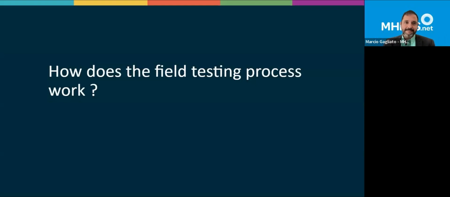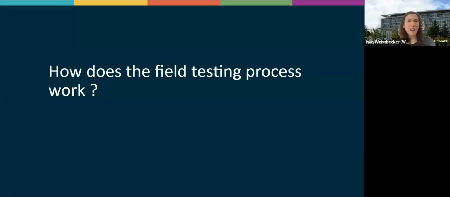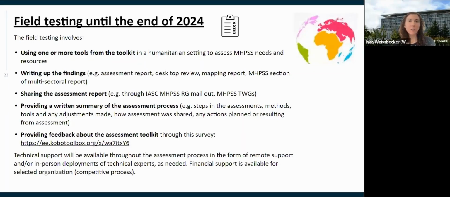Great, thank you, Marcio. So now we have the field test version out, which means we are field testing it this year to make it even better next year. So next year, in about a year's time, we hope to publish it as an IASC product. But before that, we want to hear from all of you about how you find the toolkit.